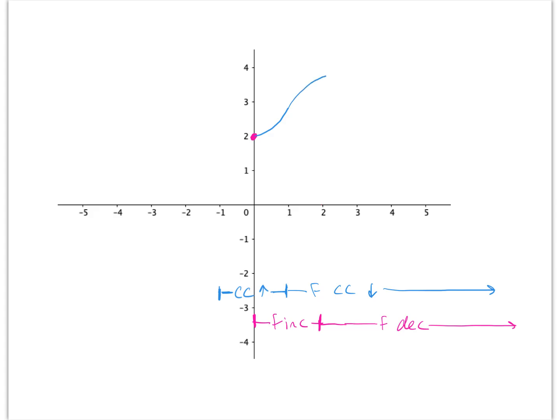Okay, and then at 2, my graph continues to be concave down, but now it's decreasing. So from 2 until forever, the graph is going to be concave down and decreasing. So something like this. All right, and then I just need to draw the mirror image on the other side. So that, and then like that, and then like that.